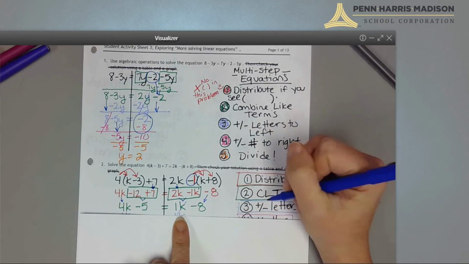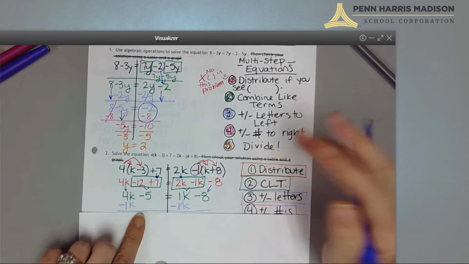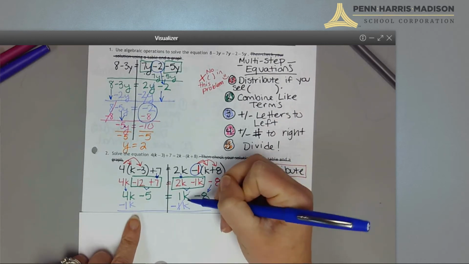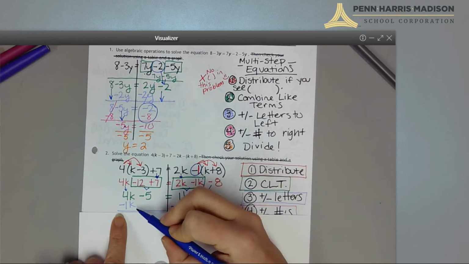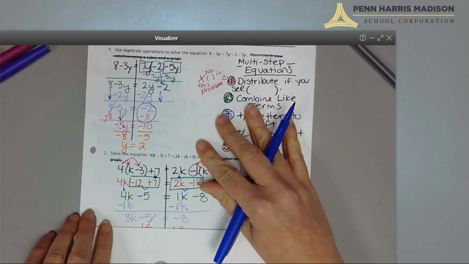My next step: plus or minus your letters to the left. Get your letters on the left. Okay, 1K has got to go because it's positive. I'm going to minus it. Bring it over here, minus it. 4 minus 1 leaves me with 3K.